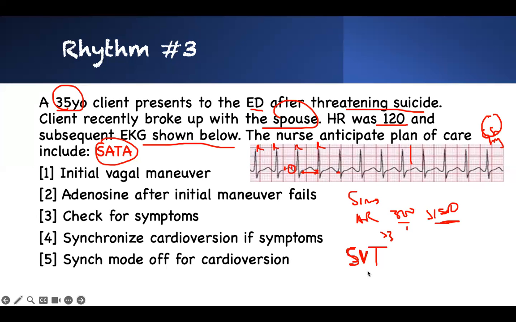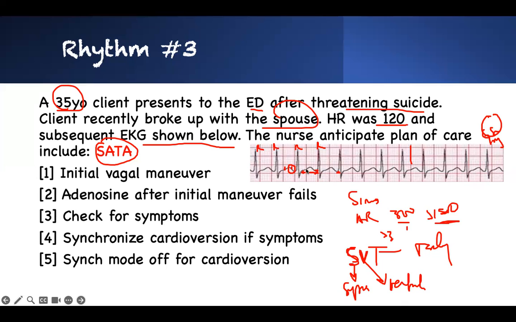Supraventricular tachycardia. That means supra, by definition, above the ventricle, versus ventricular tachycardia. So supraventricular tachycardia means the fast rhythm is coming from the atria itself. It's above the ventricle, supraventricular, right? Therefore, what do I do? I need to slow this patient down. But what is the next anticipated plan of care?